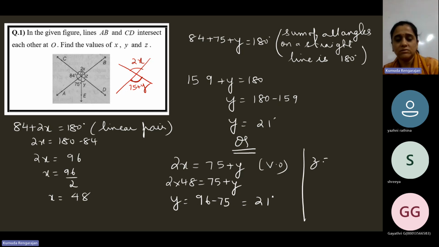Z is equal to 84, vertically opposite angles are equal.